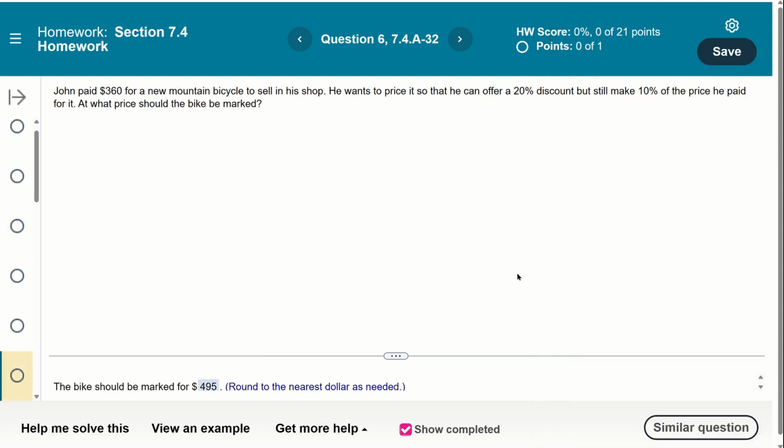Okay, let's move on. All right, so here's a good problem. John paid $360 for a new mountain bicycle to sell in his shop. He wants to price it so that he can offer a 20% discount, but still make 10% of the price he paid for it. At what price should the price be marked? All right, so let's just figure out what is the minimum amount that he wants to make, right? So he wants to start with 360 and make 10% of that, right?